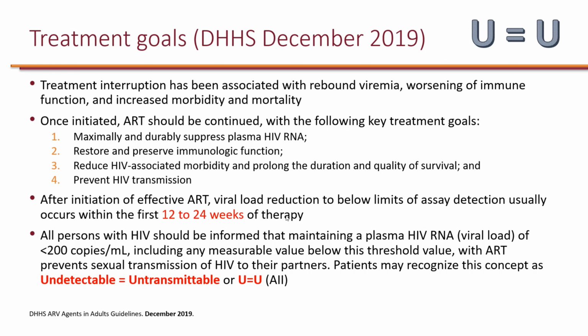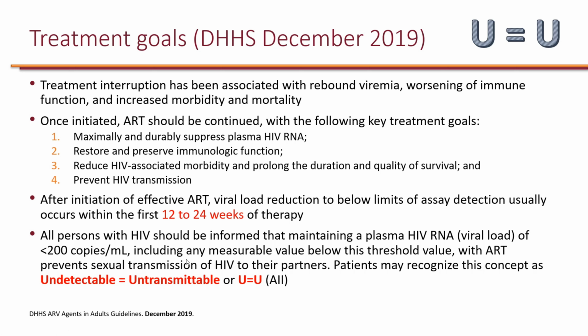Now, it is common that once ART is initiated, because these regimens are very effective, the patient can achieve viral load reduction within the first 12 to 24 weeks of therapy. So within 12 to 24 weeks of initiating ART, the viral load should be undetectable. Recent data has shown that in patients who have a viral load of less than 200, so in general, less than 50 is considered undetectable, but even anything less than 200, studies have shown that the rate of transmission is basically non-existent.